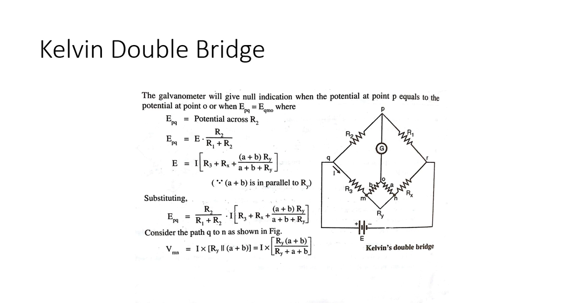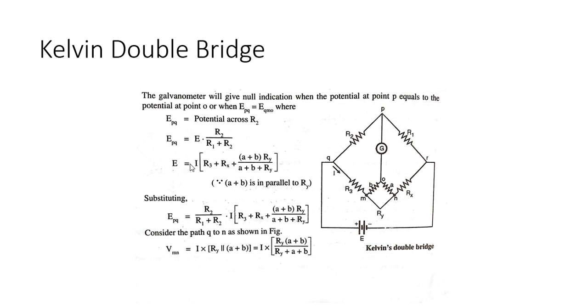In that case, I have told you one basic thing, how to calculate the voltage across any resistor. So this EPQ is nothing but the voltage across a resistor, and using the potential divider concept, this can be given by this formula, that is EPQ is equal to E into R2 divided by R1 plus R2. Okay. Now here E is nothing but, now let us calculate E. E is nothing but voltage.